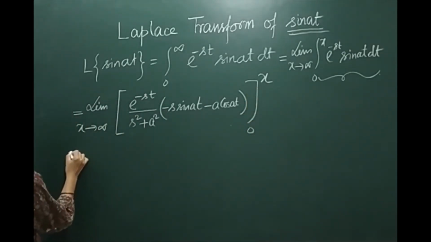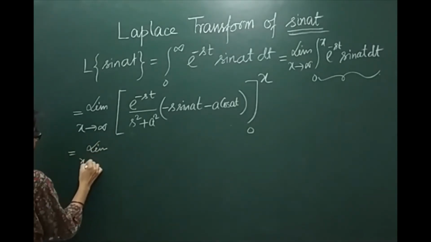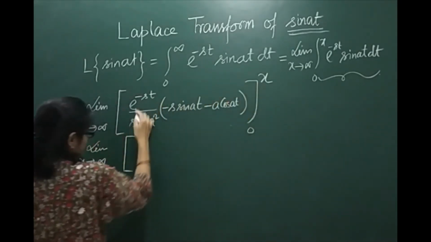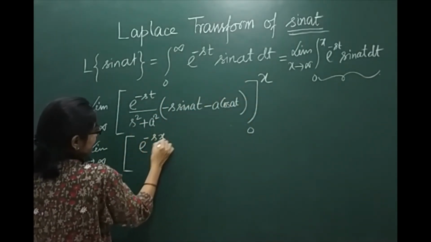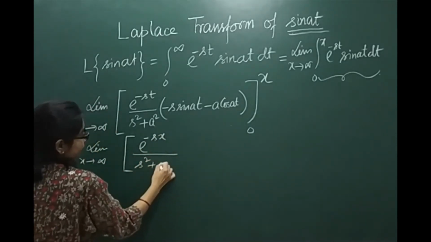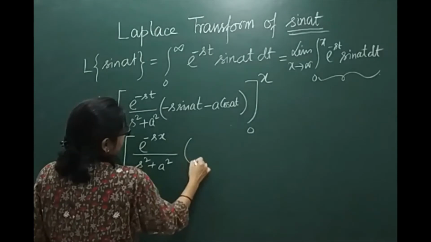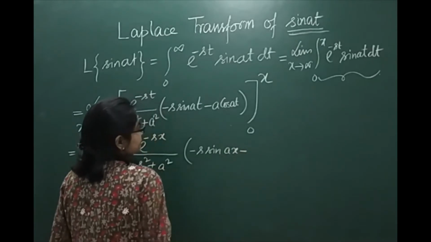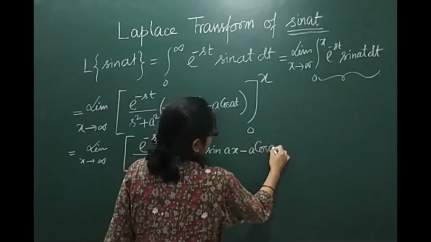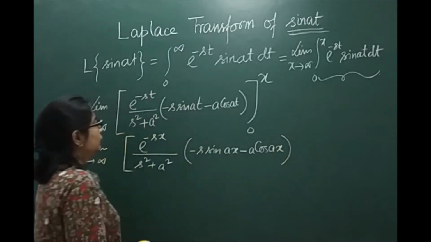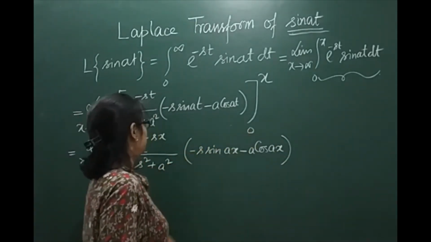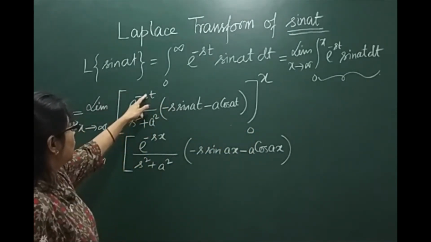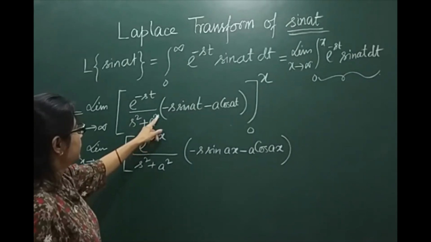Now let us put the limits. Limit x tends to infinity, and here let us put x. Then we will have e^(-sx) divided by (s² + a²) times (-s sin ax minus a cos ax). And then we will put 0. If we put 0, then e^0 is 1, divided by s² + a².